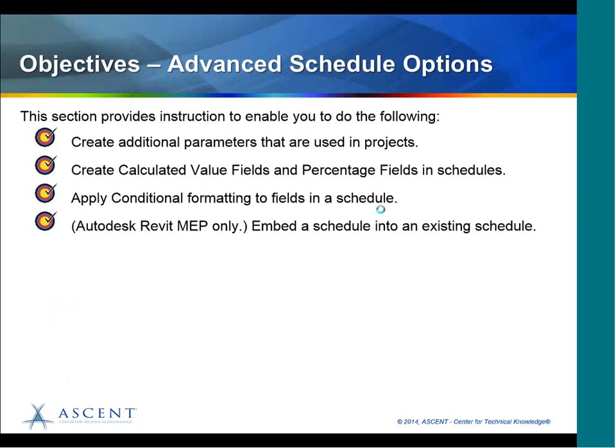Okay, on to the next thing. This is my advanced schedule options that we're going to cover about now, and we're going to look at 4 different things. First of all, we're going to create additional parameters that are used in projects. We're then going to create calculated value fields and percentage fields in schedules, and then we're going to add conditional formatting to fields. And then in Autodesk Revit MEP, you can also embed a schedule into an existing schedule. So we'll be taking a look at all of those.